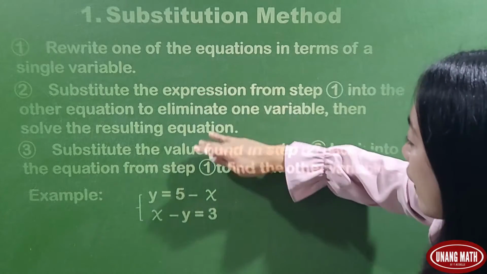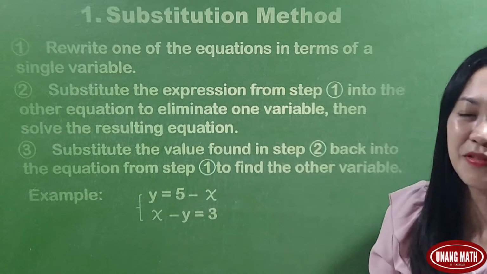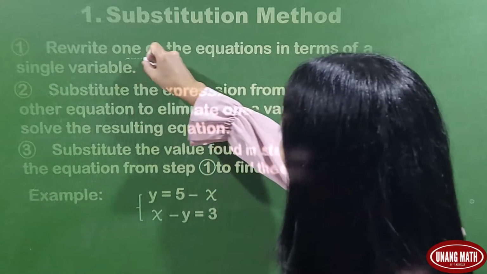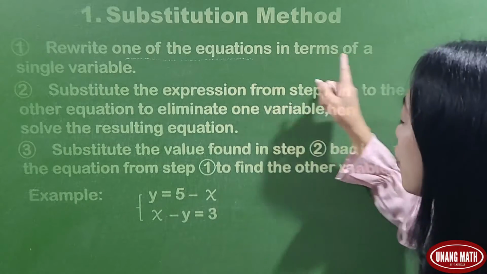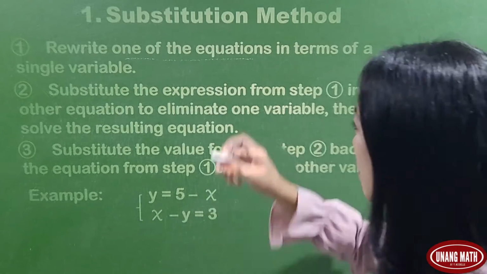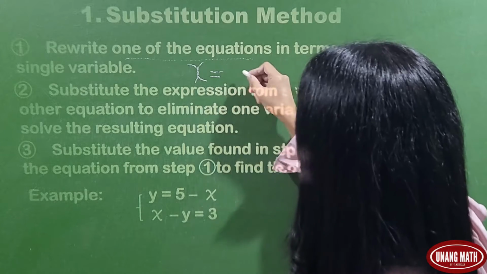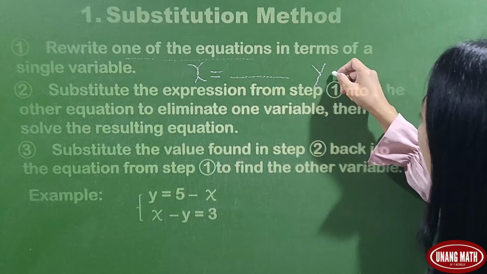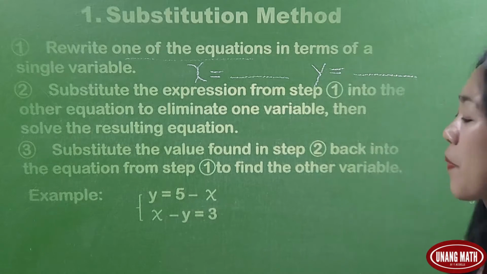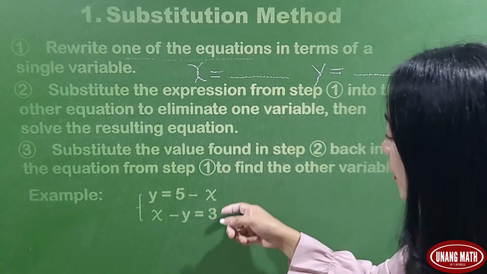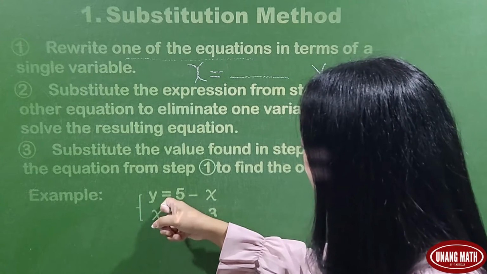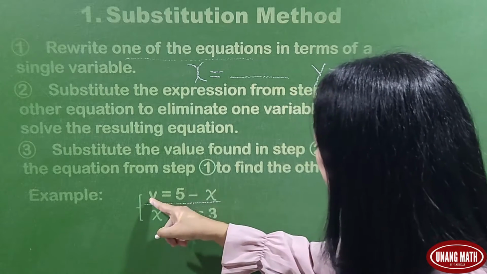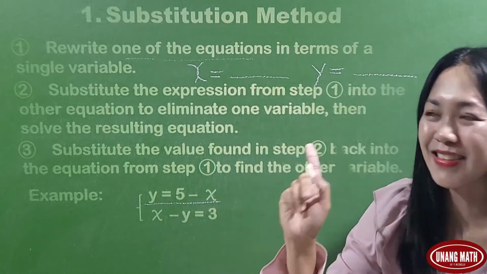Okay, we are going to follow these 3 steps. The first one here is we will rewrite one of the equations in terms of a single variable. It means x is equal to the number or expression, or y is equal to the number or expression. But if you take a look at our given, this is already y is equal to 5 minus x. So we are going to use y is equal to 5 minus x.